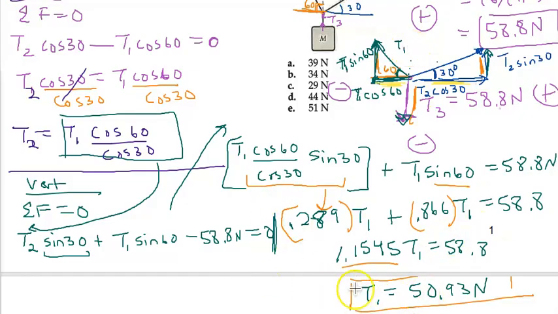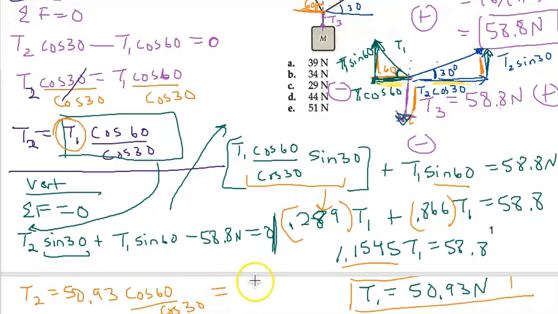And then super plug and chug. Take that, plug it in here. So T2 equals 50.93 times the cosine of 60 divided by the cosine of 30, and you get, oh, I guess we didn't care. We just wanted T1. And so T1 was 51 newtons. Okay, a lot of algebra.